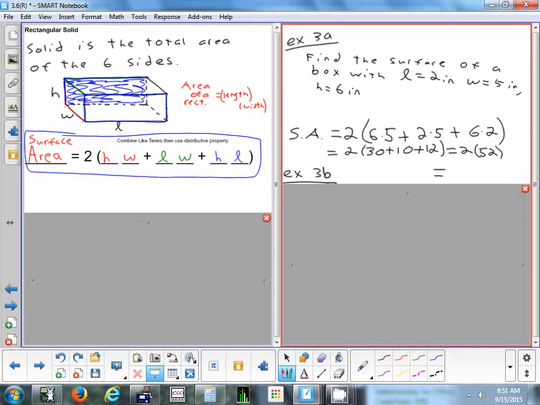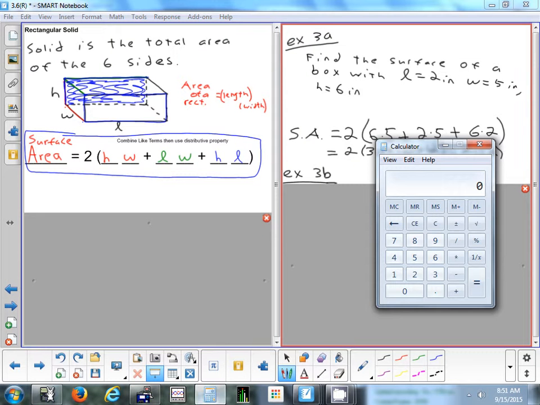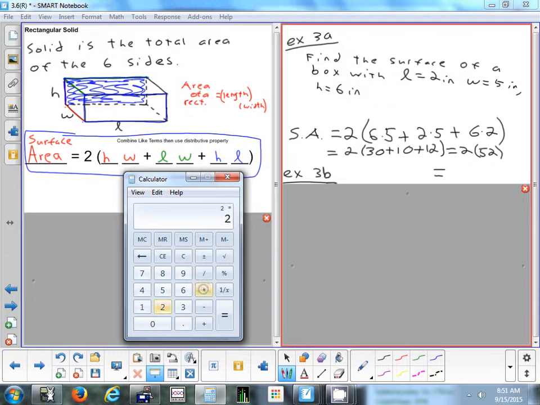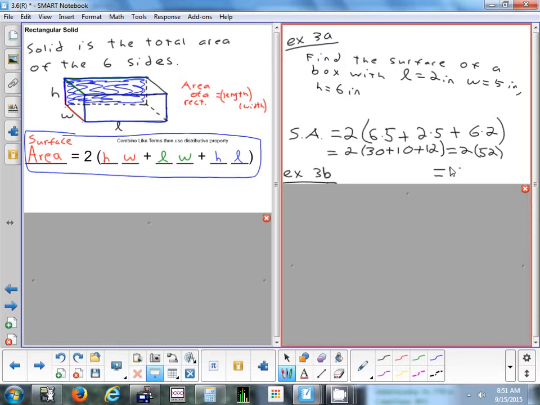Can we do that, or do we need a calculator for that one? If we need it, we just type it in. Yep, it's 104. And what were my units in this problem? Inches. So does anybody know how you measure area? I'm going to use inches, but somebody just said it. Square inches. Excellent. Good job. Anytime you measure area, you always put the little 2 above your units.